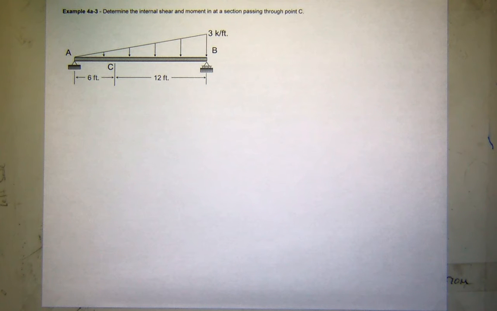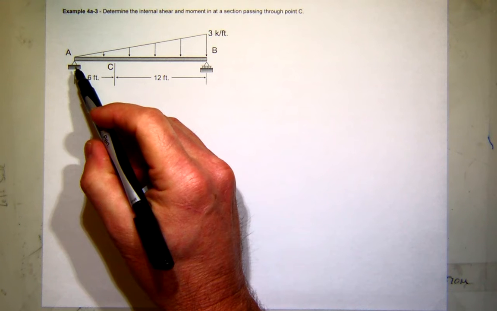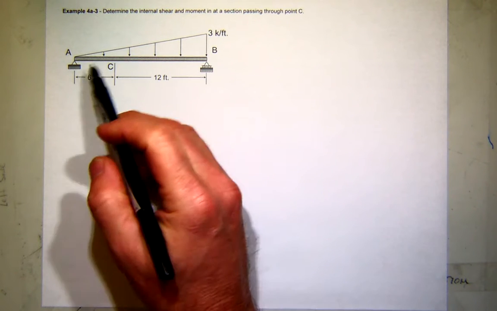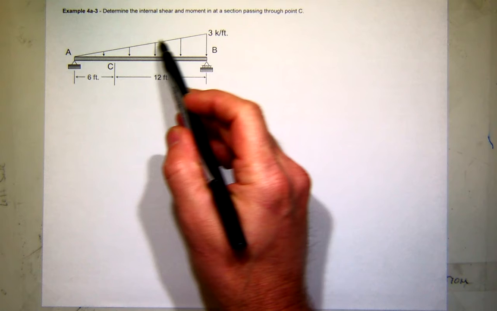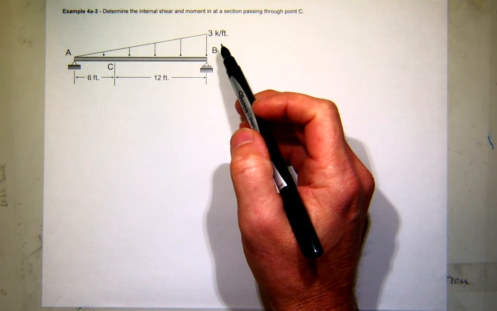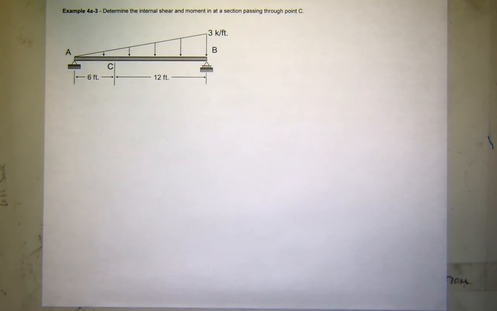Okay, so here's a problem. It's a simple support at B. You can see I've got a pin at A and a roller at B. That is a roller support. And we've got a triangular varying distributed load with a maximum value of 3 kips per foot on the right side. And we want to find the internal shear force and bending moment at point C.